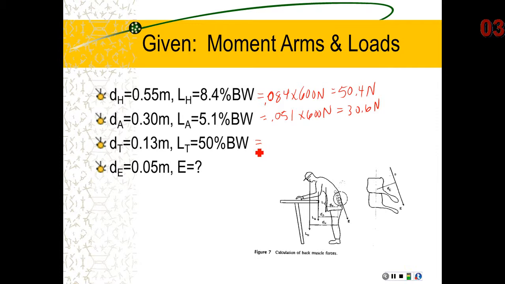And lastly, his trunk, sometimes I might say torso, weighs 50% of his body weight, and so 50% of 600 is obviously 300 newtons. Okay, so we have those loads, and we'll use those as forces. We're trying to find E, the extensor muscle effort.